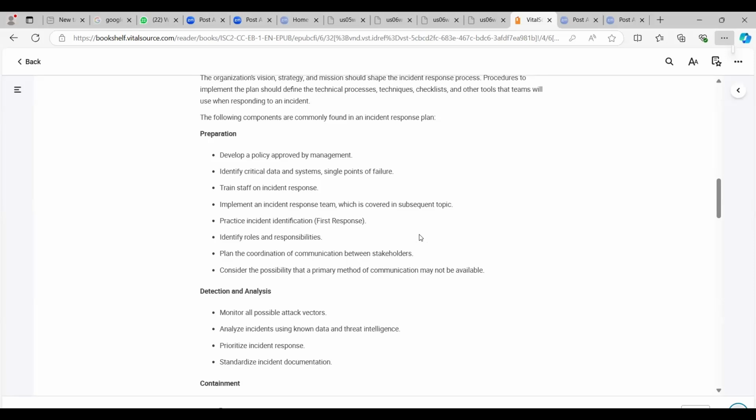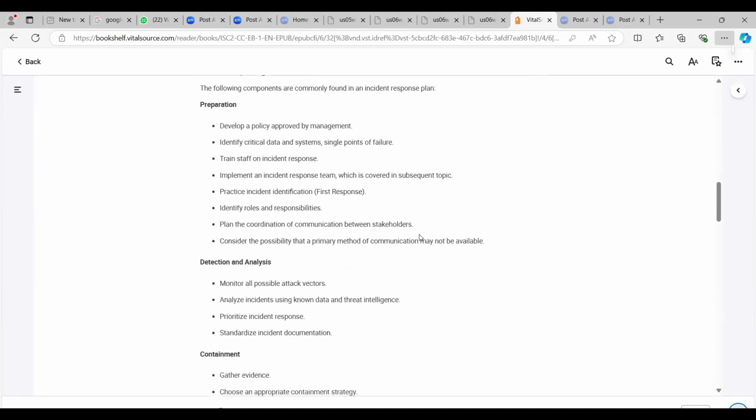So you have to train your staff that, okay, if any incident occurs, maybe by simulation, this is what you will do, this is what you will follow, this is how you will go about it. Also, you want to implement an incident response team, which is covered in a subsequent topic, because you still have to have an incident response team in place too, because those are the people that fight the attack when it occurs. So also you want to practice incident identification, which is the first response.